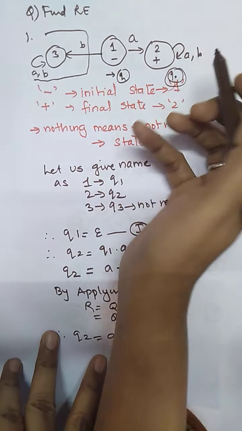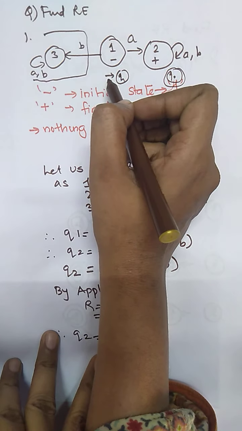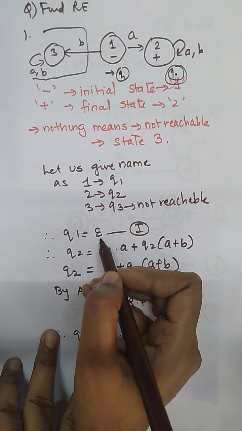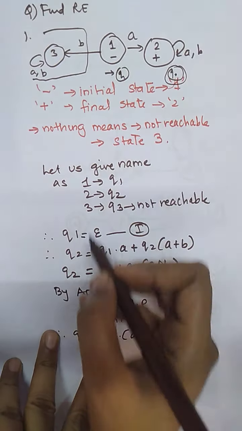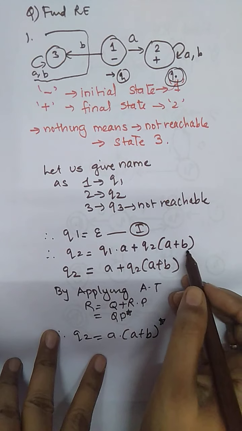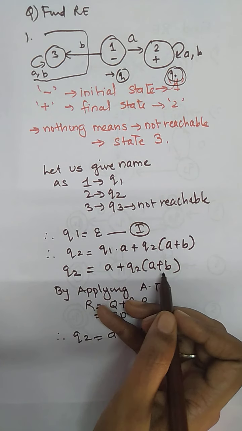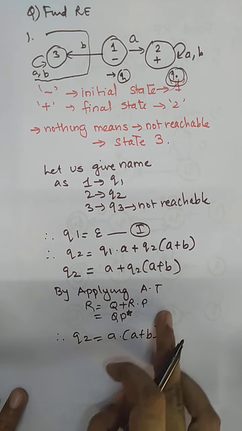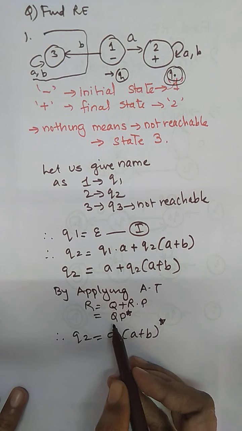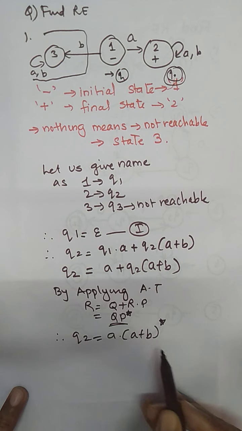So what is q1? q1 is the initial state, because we had converted the minus sign into the initial state. The regular expression for the initial state is always epsilon. For q2, it is q1 dot a plus q2 dot (a plus b). Now put the value of q1 as epsilon, it will become a plus q2 dot (a plus b). Now compare with Arden's theorem. After comparing, we are going to find the shortcut as q = r p asterisk, which will be a dot (a plus b) the whole asterisk.